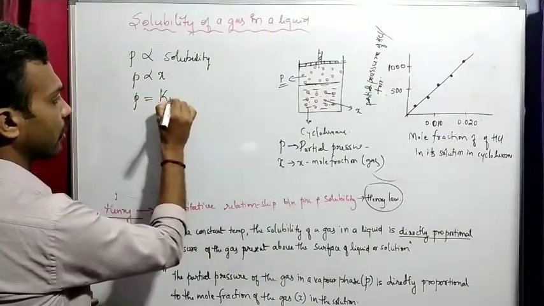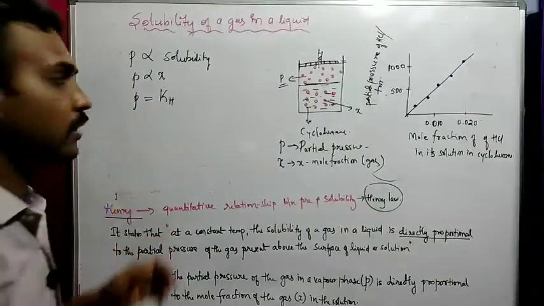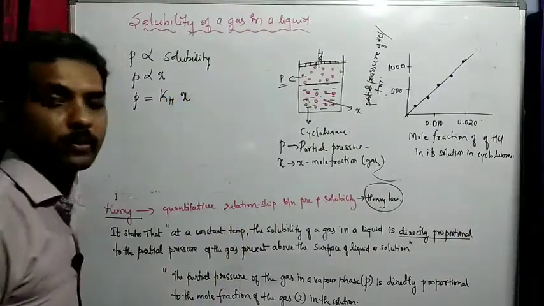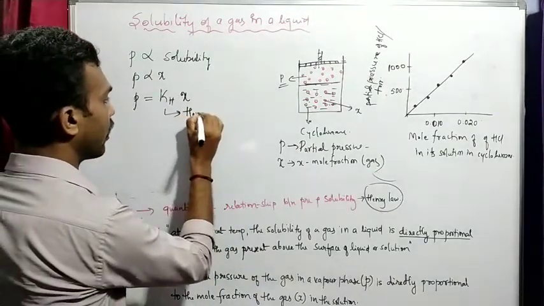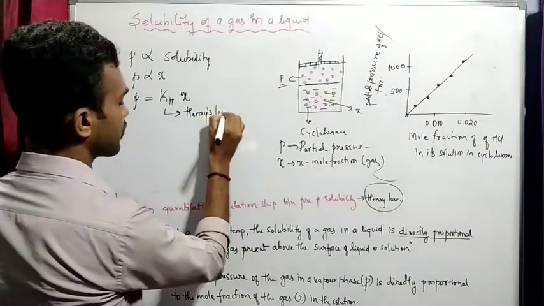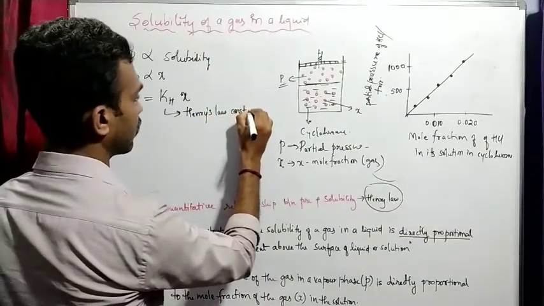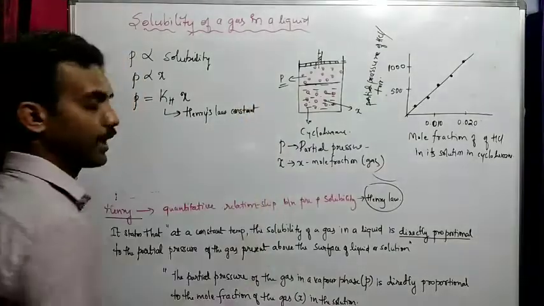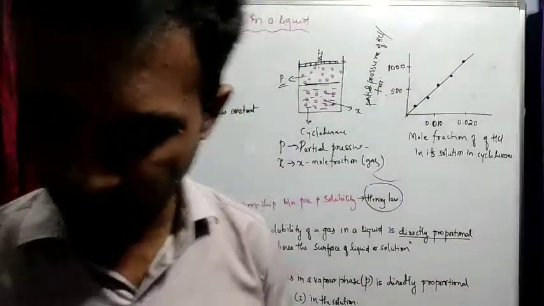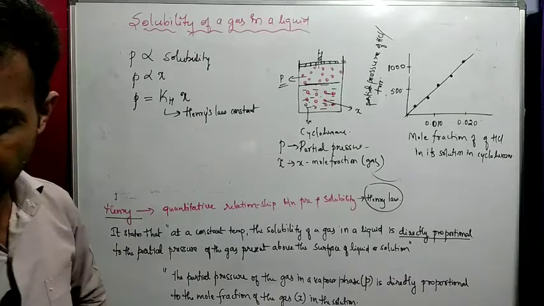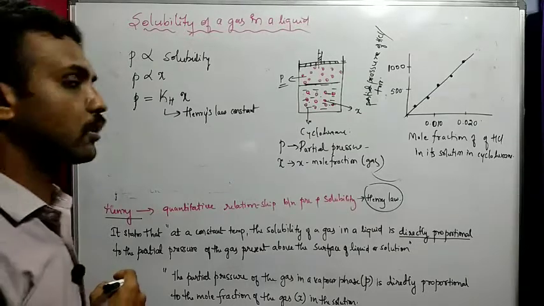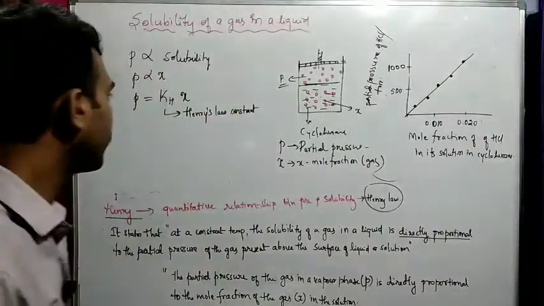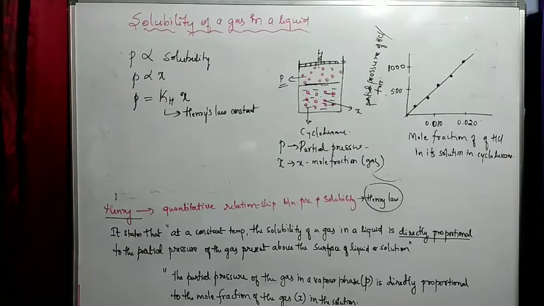Then we have to add one constant, which we call KH. So P equals KH into X, where KH is nothing but Henry's law constant. X is the mole fraction of the gas. P is the partial pressure of the gas in the vapor phase, right? Hence P is directly proportional to X, that is, P equals KH into X.